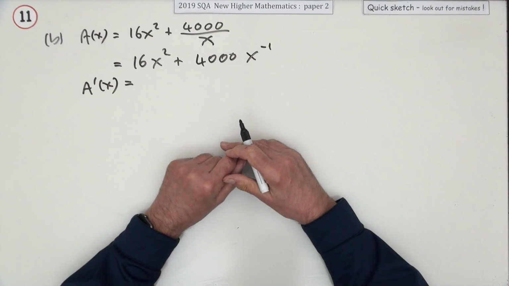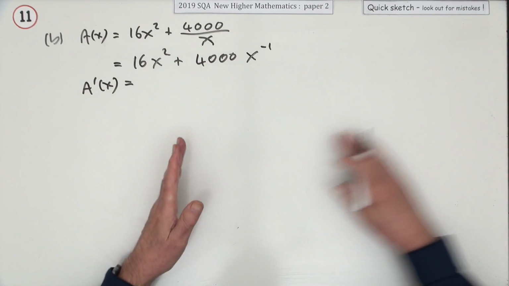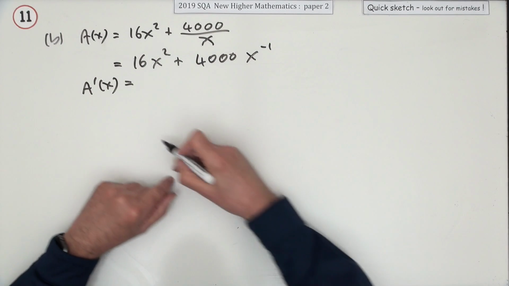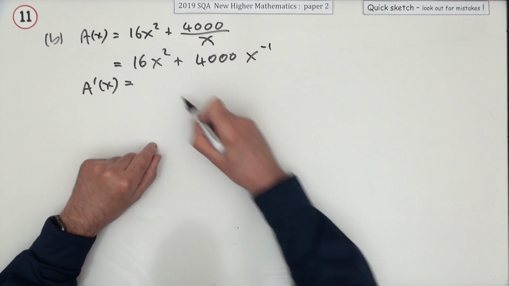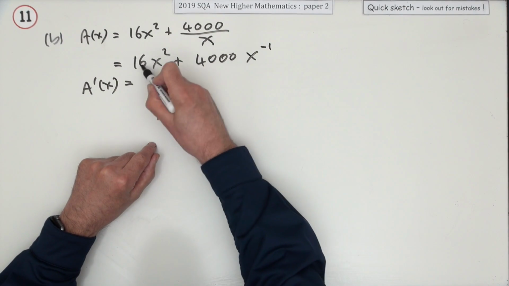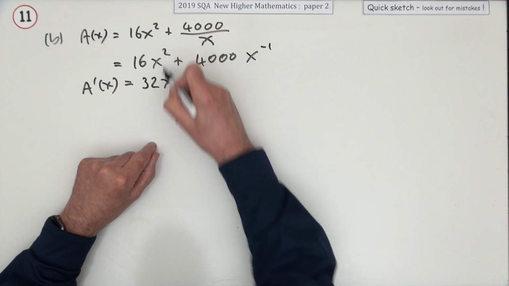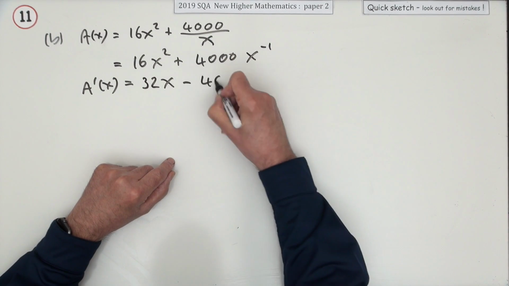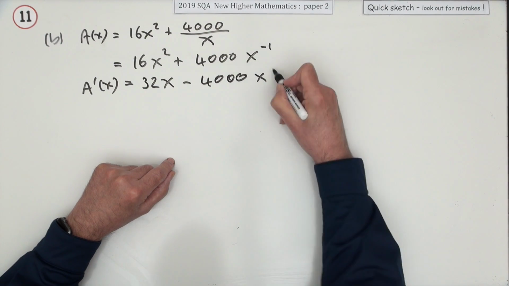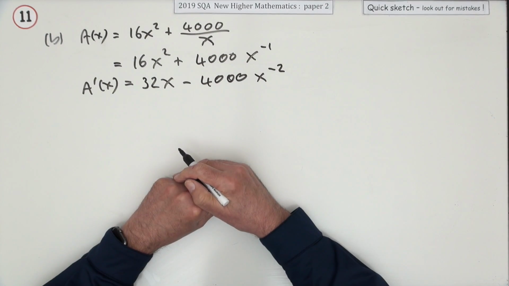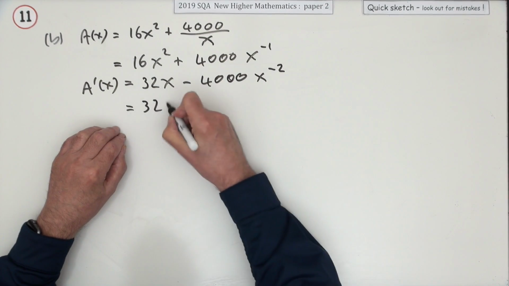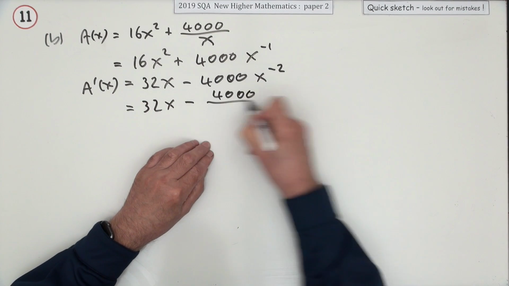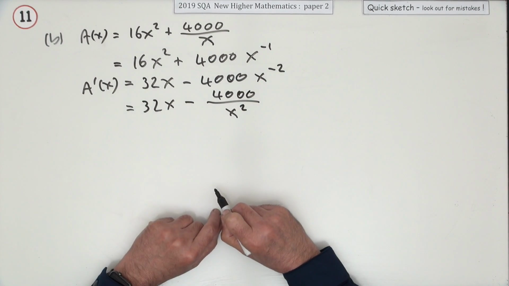If it's going to have a minimum at all, then there has to be some sort of stationary value, because otherwise it would just keep increasing or decreasing forever. So will it have a stationary value? Differentiate it, multiply by the power, take 1 off the power, multiply by the power, which is a negative 1, so that's 4000, take 1 off the power, negative 2. But what I'm going to do now is I'm going to put that back the way it was. Negative 2 means it was really x squared underneath.